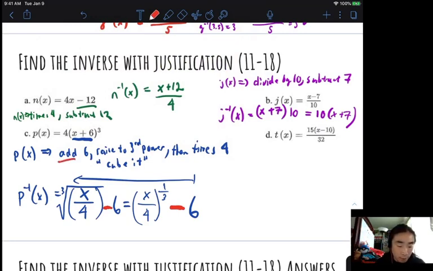One more time. P of x, which was originally 4 times the quantity x plus 6 cubed, its inverse is the cube root of x divided by 4, take away 6.